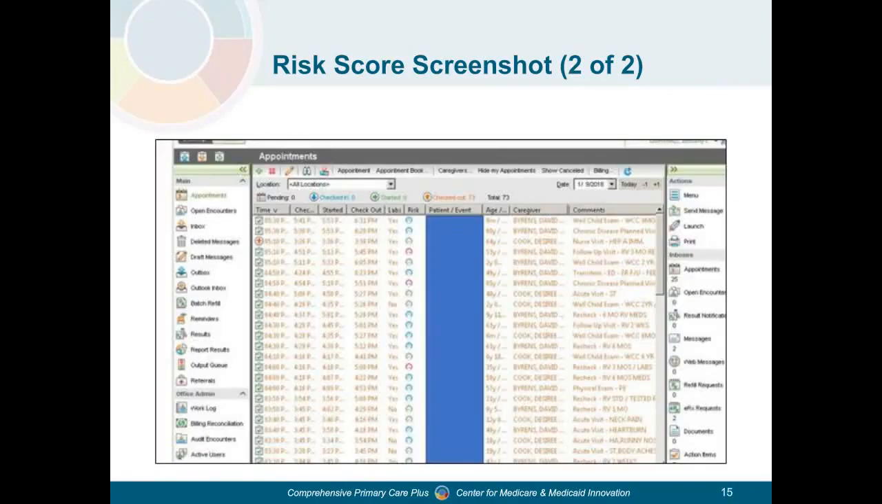I encourage you in this process to take a deep breath. It's a little overwhelming at first. So what we did when we rolled it out is we began by just assessing patients at their physicals.